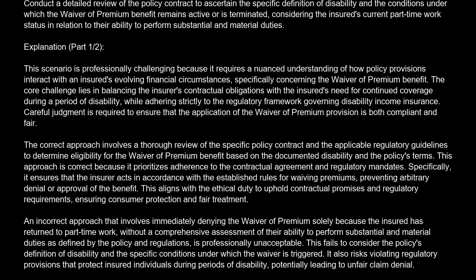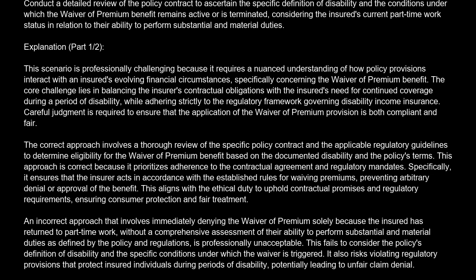Explanation. This scenario is professionally challenging because it requires a nuanced understanding of how policy provisions interact with an insured's evolving financial circumstances, specifically concerning the waiver of premium benefit. The core challenge lies in balancing the insurer's contractual obligations with the insured's need for continued coverage during a period of disability, while adhering strictly to the regulatory framework governing disability income insurance. Careful judgment is required to ensure that the application of the waiver of premium provision is both compliant and fair.